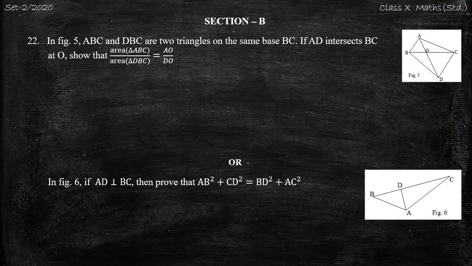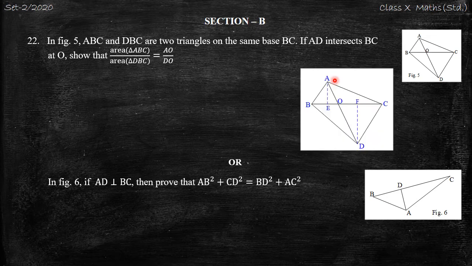Next one. It has got a choice question. In the figure shown here, ABC and DBC are two triangles on the same base BC. If AD intersects BC at O, show that the ratio of the area of triangle ABC to the area of triangle DBC is equal to AO by DO. To prove this, you need to construct some additional lines. You can see here, AE and DF are drawn perpendicular to BC.